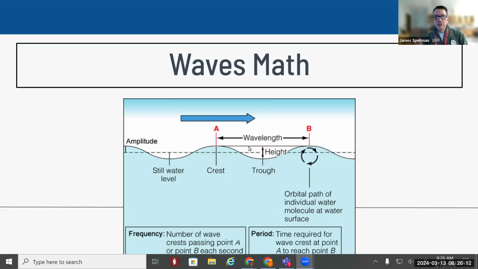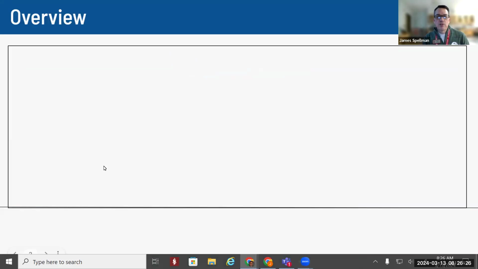There's also a thing about speed. Speed is involved in this as well. And then this concept of period, which is the amount of time it takes for each wave to pass. So there's a relationship between all of these. They are seen in your formula sheet, and we'll get to that in just a minute.